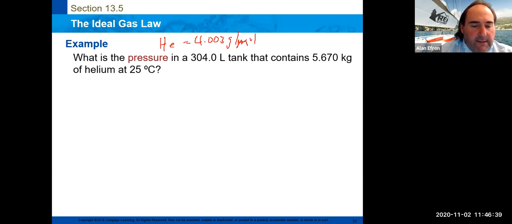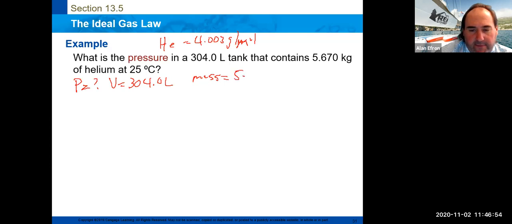Okay, so let's take a look since we're getting to the end here. We're looking for a pressure. We do have a volume that's 304 liters. It contains, we actually have a mass of 5.67 kilograms of helium. And we also have a temperature here of 25 degrees Celsius. So again, we pretty much have one of everything.